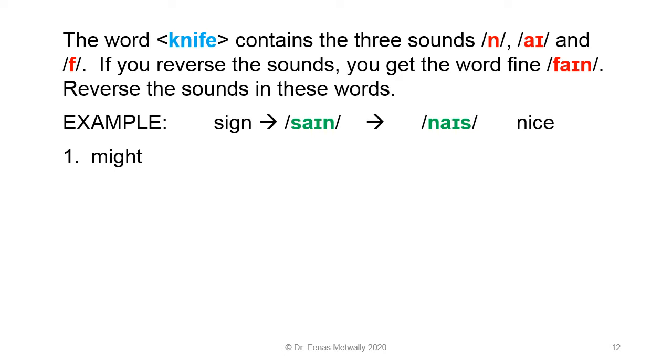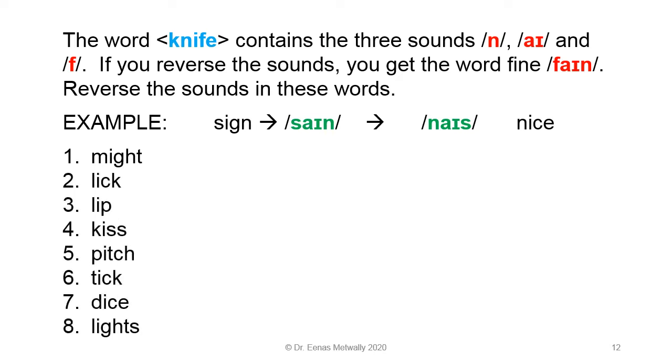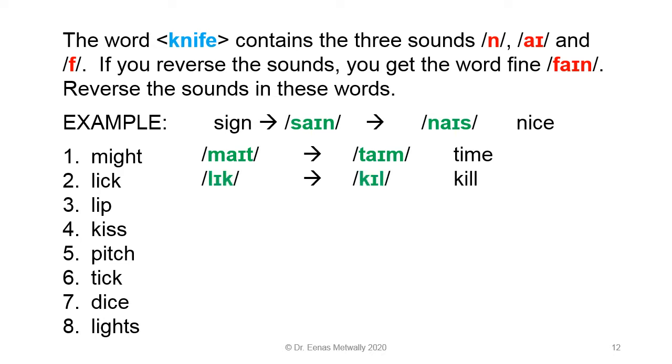Might. M, I, t. Reverse the phonemes, you get t, I, m, and the word time. Lick has three phonemes, l, I, k. You reverse them, so you get k, I, l, and the word kill. Now pause the video and do the rest of the exercise.